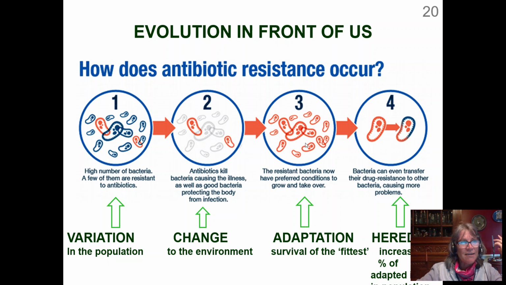So through heredity, through inheriting that genotype in the offspring, the percent of individuals in the population that have that genotype or that phenotype increases. So the population has changed over time.